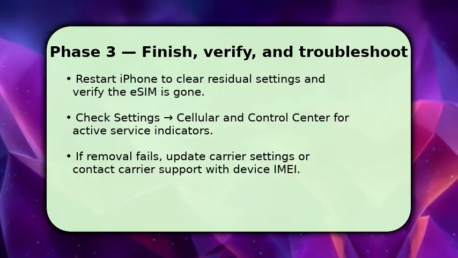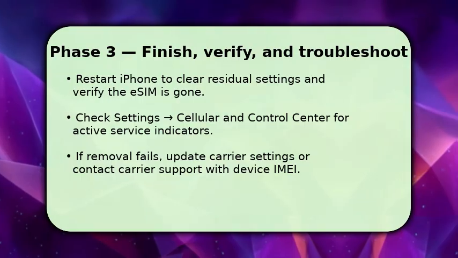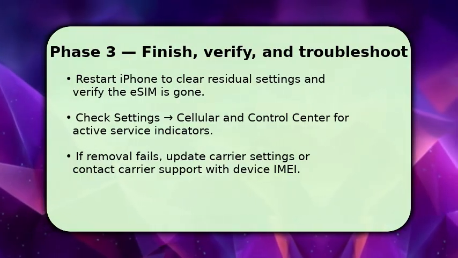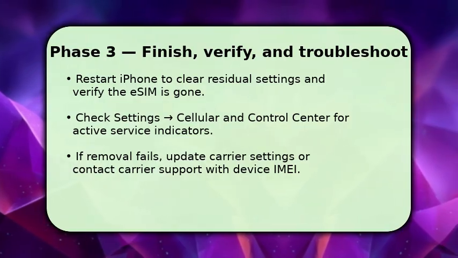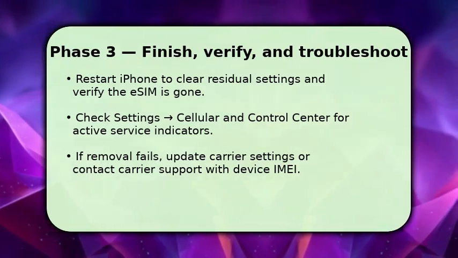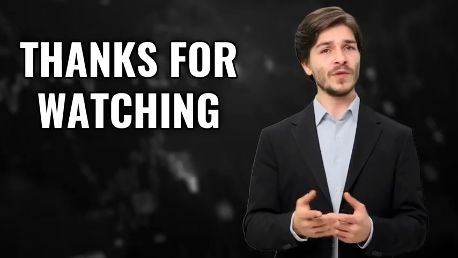If something goes wrong, like the remove option is grayed out, update carrier settings, install any pending iOS updates, and then try again. If it still fails, contact your carrier and provide the device's IMEI so they can remotely deactivate or reissue the eSIM.